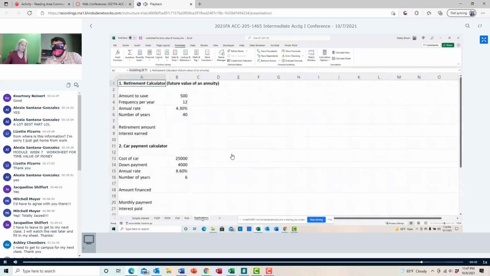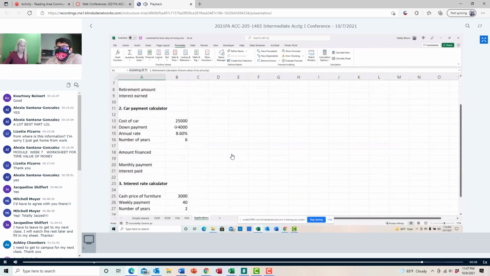Okay, very quickly, in our last couple of minutes, let's click over to the applications and let's do what Mitchell talked about before. But I'm going to start off first with the car payment calculator because that one is really cool. So notice what I did is instead of typing in the numbers in the formula, what I have is holder cells for the cost of the car, the down payment, the annual rate, and the number of years. And I've already typed those numbers in.